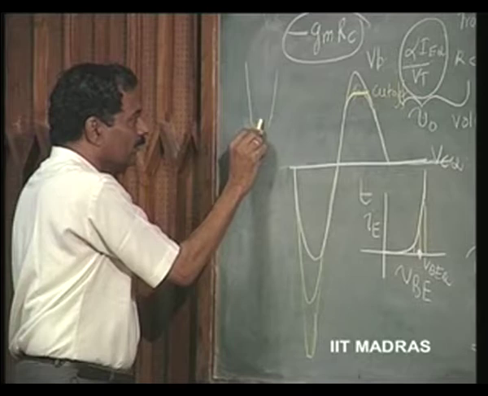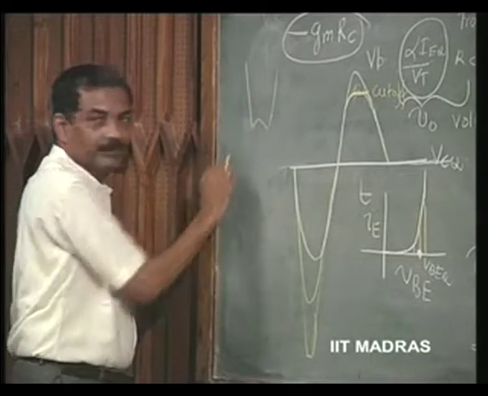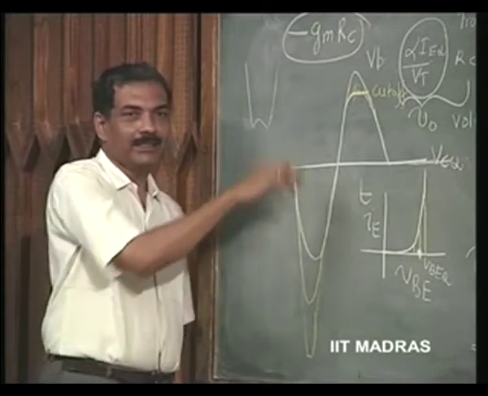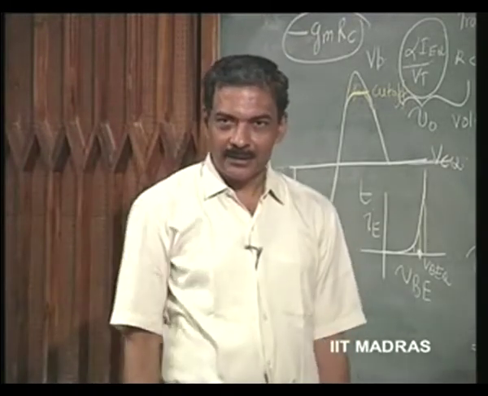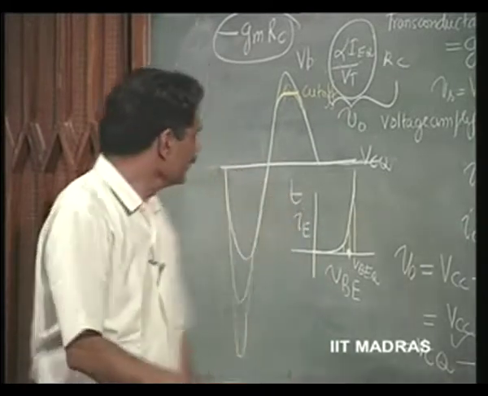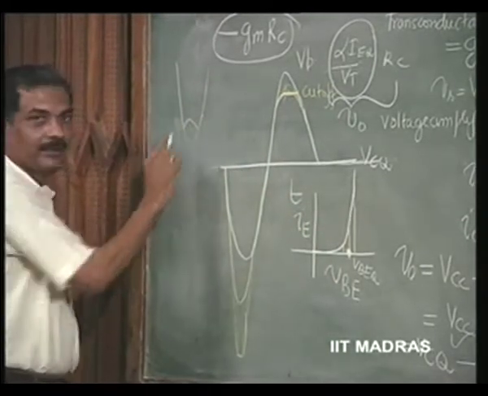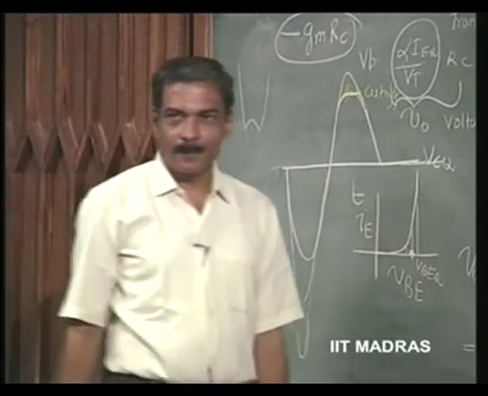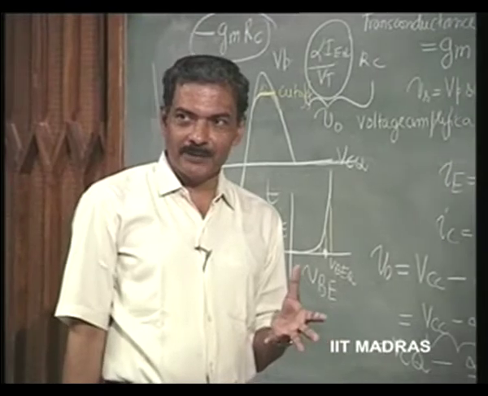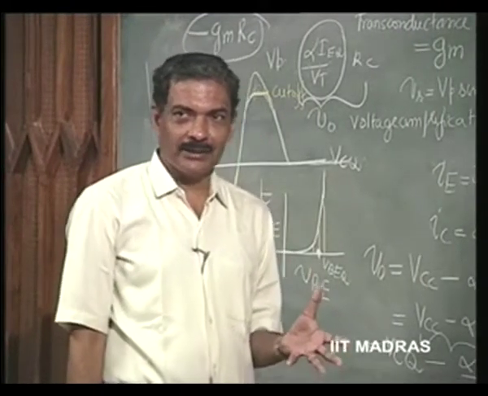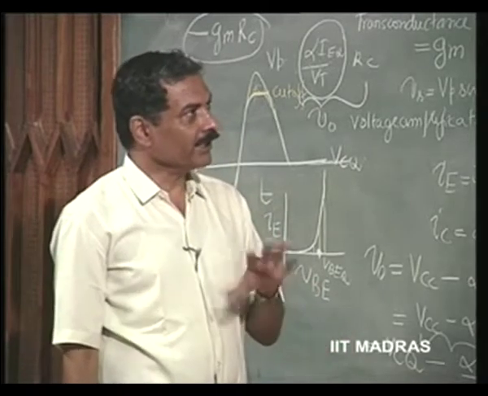So this portion of the sine wave will come here as such, because there is no phase inversion. Otherwise, it would have come as this. So this will simply appear there. Now you can distinguish between distortion occurring due to saturation and distortion occurring due to cutoff. These things are very clear.